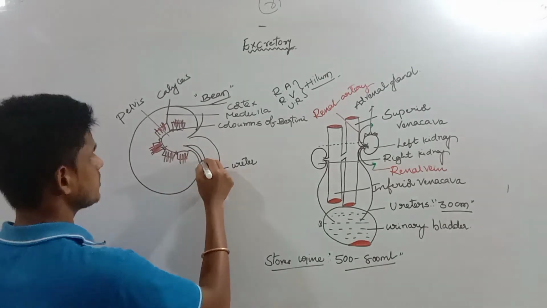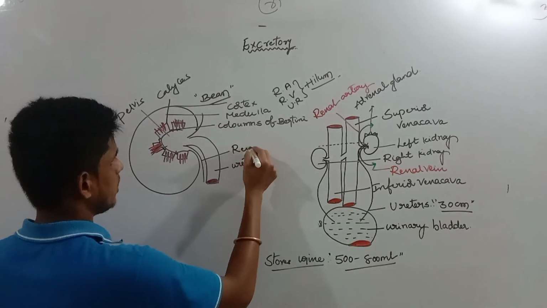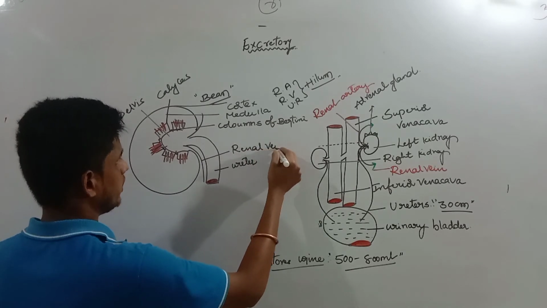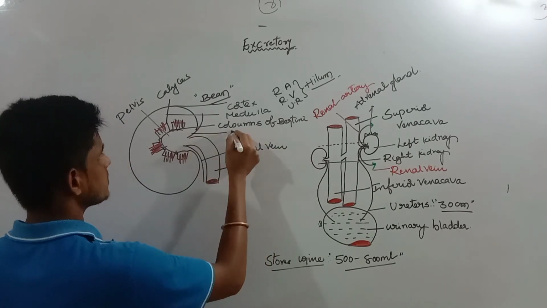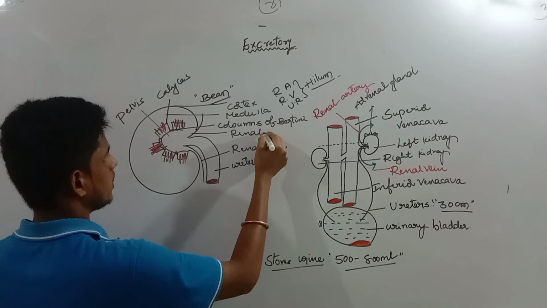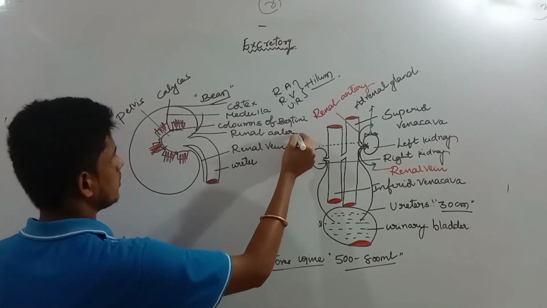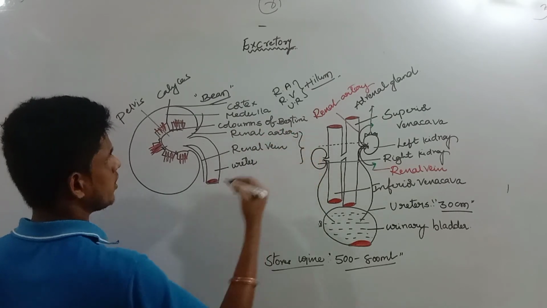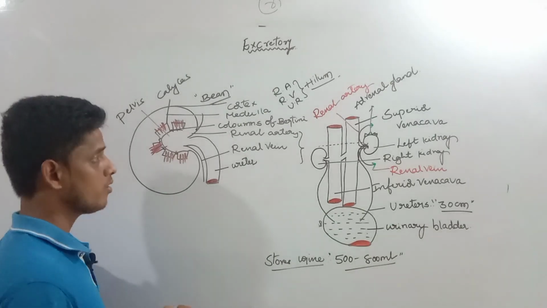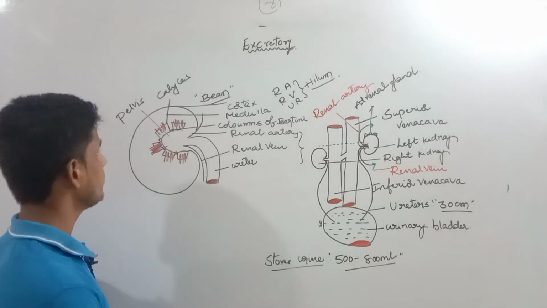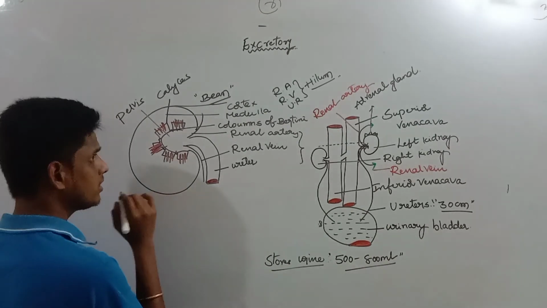Renal vein. Renal artery. The renal artery, renal vein and ureter are collectively called the hilum or fissure. So what about the size of the kidney?